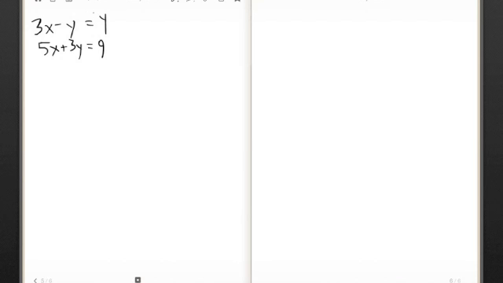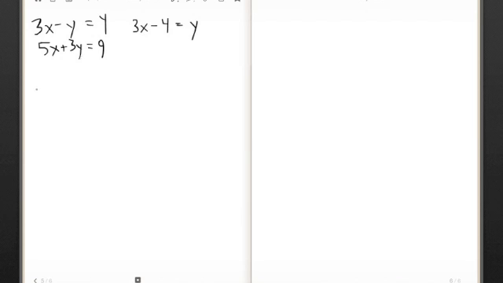If we move the negative y to the other side, we'll get y. And if we move the 4 back to this side, we'll get minus 4. So we can have 3x minus 4 equals positive y. And just like that, in one step, we have solved for y. So now we can change the y in this equation to 3x minus 4.